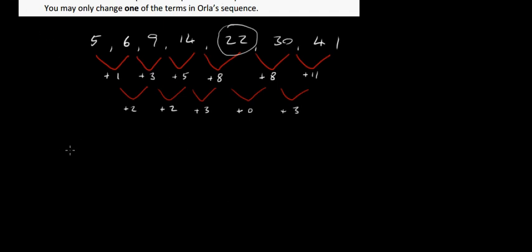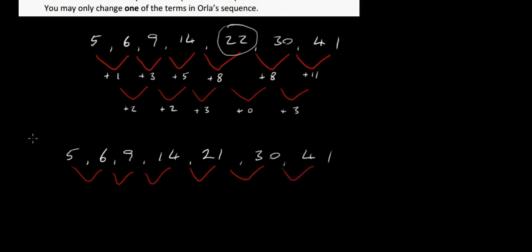So let's have a look. We have 5, 6, 9, 14, and then this is going to be 21, I'm saying. This is 30, and this is 41. So if we were to do this, we'll do the first differences first. 5 to 6 is plus 1, 6 up to 9 plus 3, 9 up to 14 plus 5, 14 up to 21 plus 7, 21 up to 30 plus 9, 30 up to 41 plus 11.